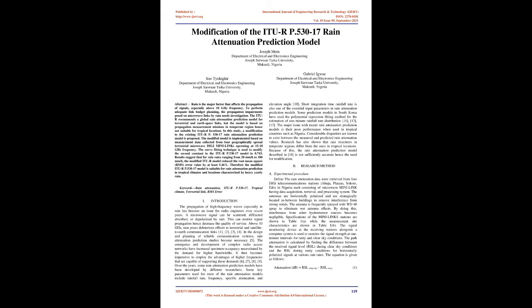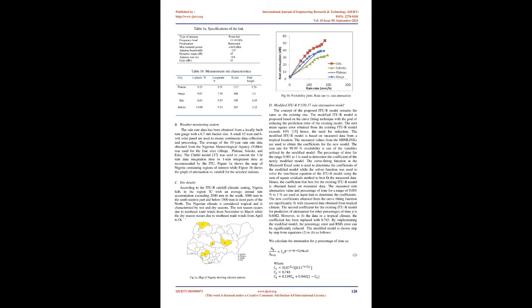The emergence and development of complex radio access networks have increased spectrum occupancy, necessitated by the demand for higher bandwidths. It then becomes imperative to employ the advantages of higher frequencies that are capable of supporting these demands. Over the years, some rain attenuation prediction models have been developed by different researchers. Some key parameters used for most of the rain attenuation models include rainfall rate, frequency, specific attenuation, and elevation angle.